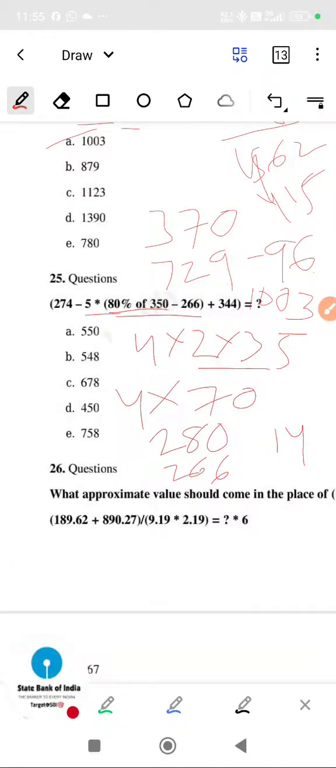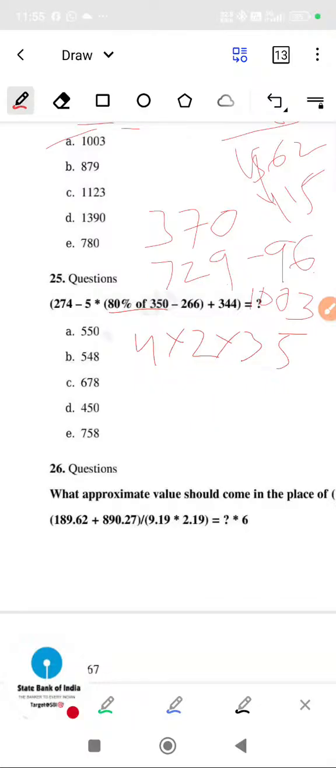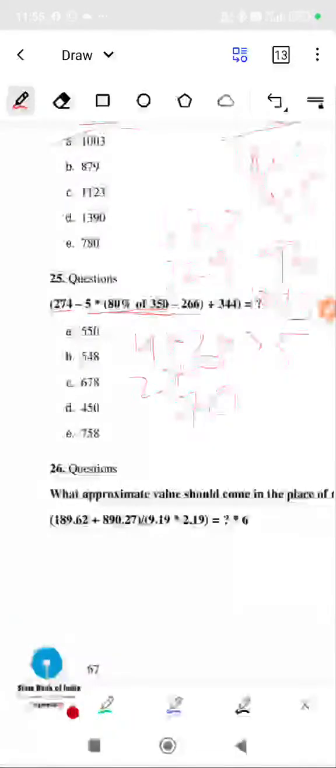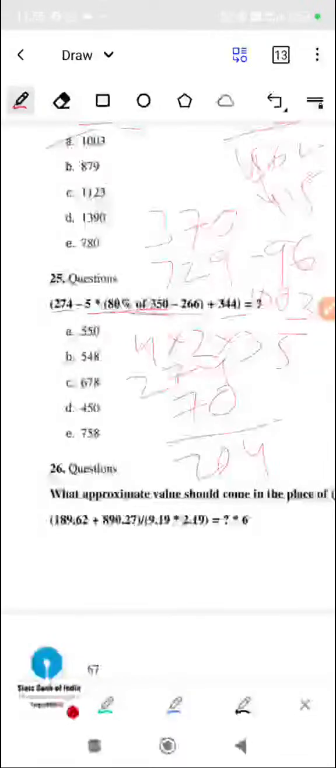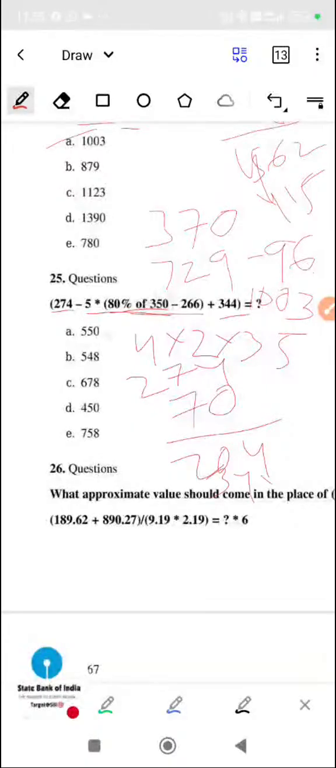14 5 times, which will be 70. So we get totally 70 here. Okay, is it clear? We get a 70 from the bracket and into 70 plus, here we have 274. 274 minus 70, we get 204. 204 plus 344, we get a 548. 548 is our answer, option B.